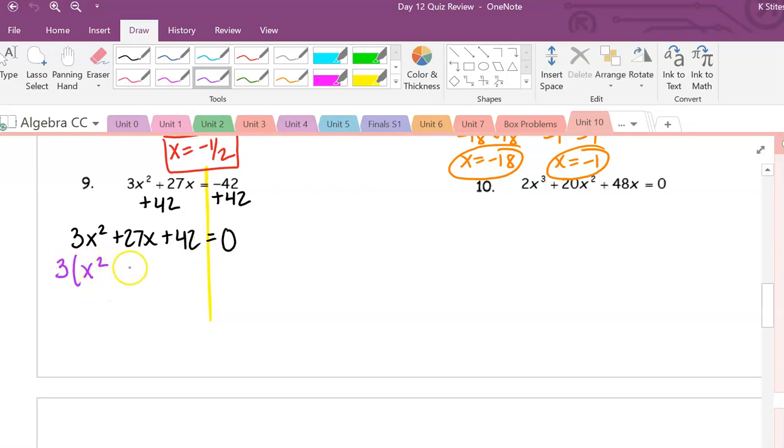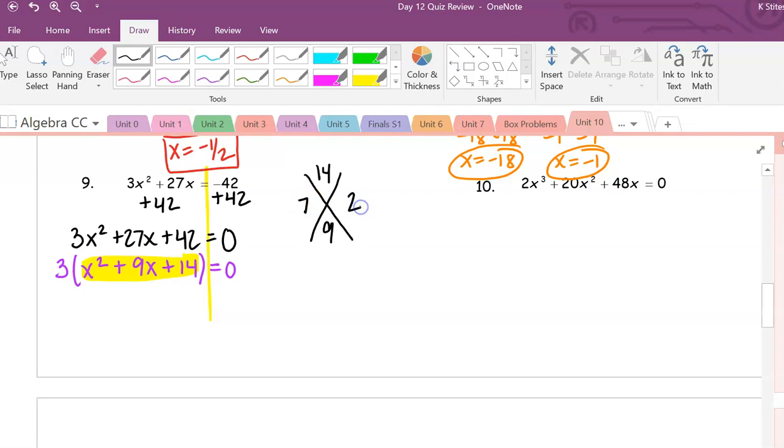Okay, so 3 times something is 27x, that's 9x. 3 times something is 42, that's 14. Don't lose that equals 0. All right, so that's really important. You do have to divide out that 3 before you do your box problem. So now the box problem is taking place with these numbers, not the ones above it. All right, so I'm multiplying to 14, and I'm adding to 9, and those numbers are 7 and 2. Don't lose your 3.